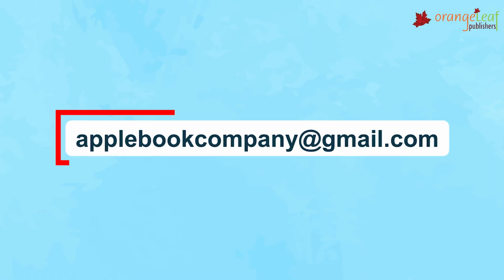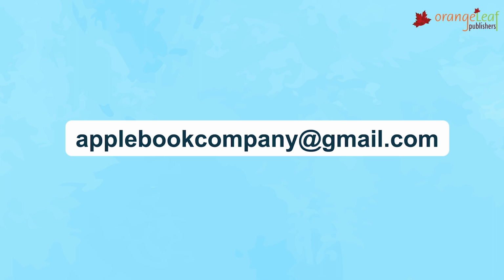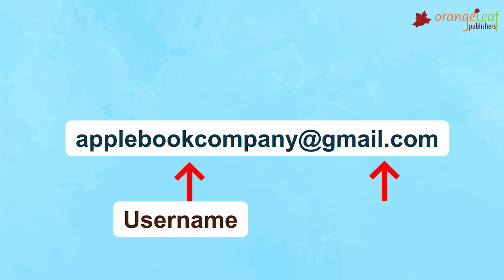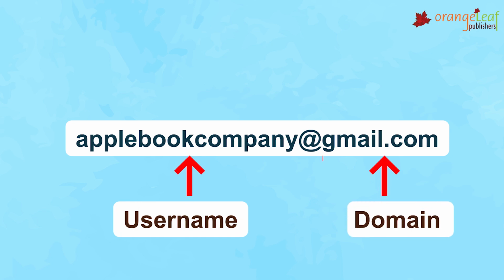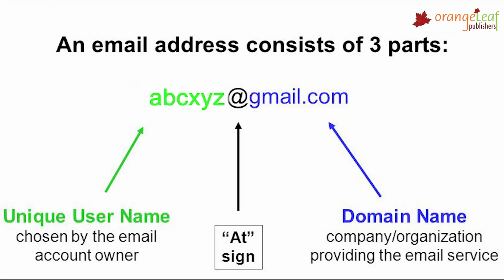The first part shows the username. The second part shows the domain name of the server hosting it. These two parts are separated by @ symbol. So this is the username, this is the domain, both are separated by @ symbol. Each user has a unique username. The domain name is common to all the users using a particular server.